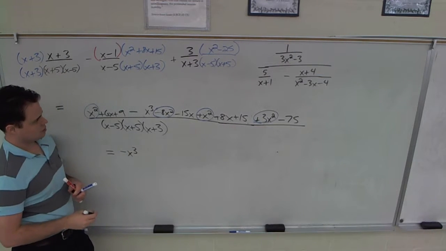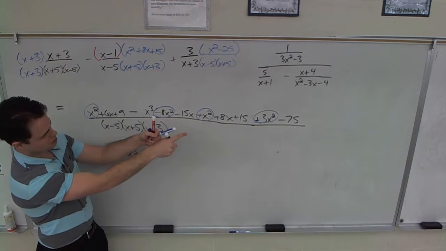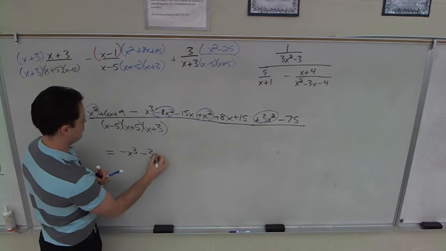Come on. Alright, so we got 2 minus 8 is negative 6, plus 3 is negative 3.